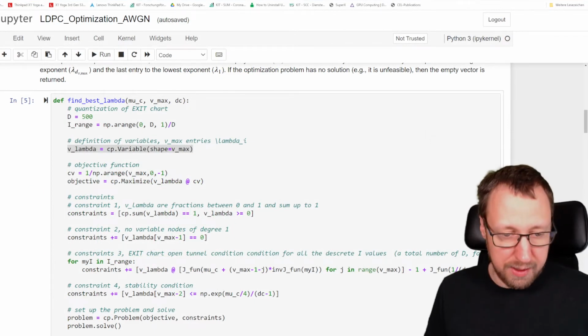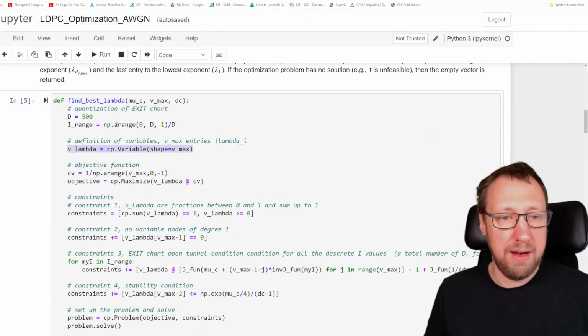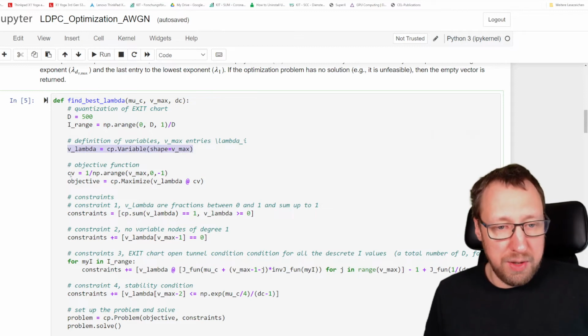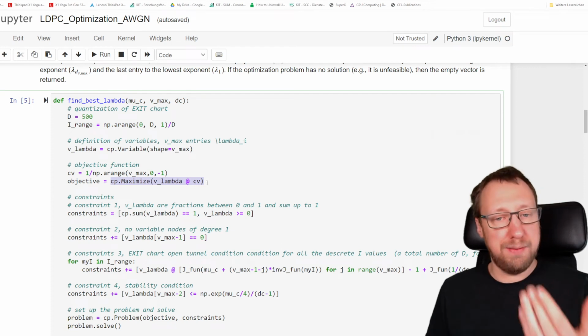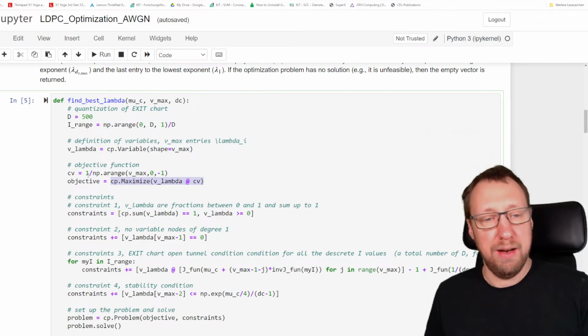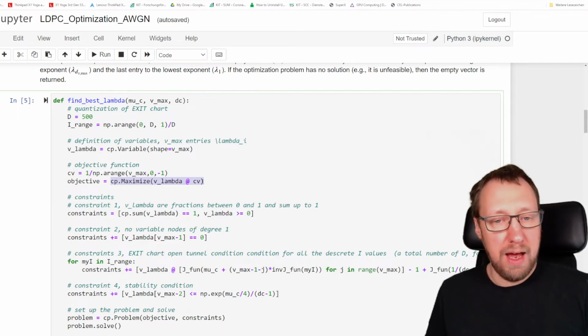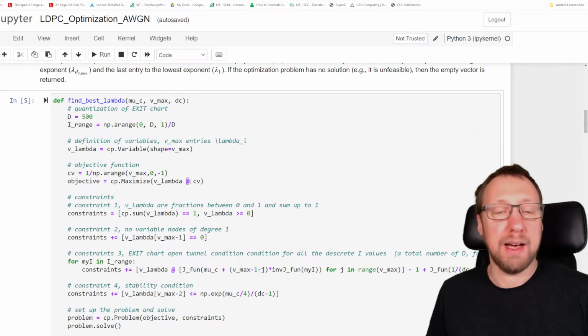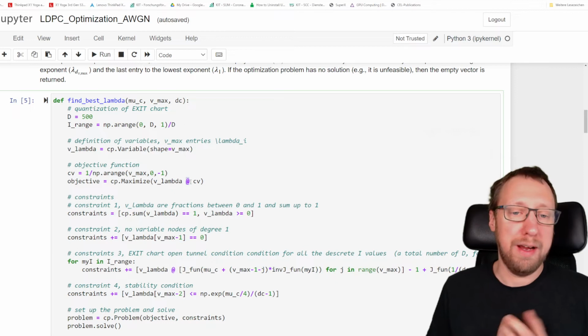So this is what we have here. This is the objective function. We maximize lambda vector transposed times CV, and CV is just 1 over 1, 1 over 2, 1 over 3 in a vector. And this @ operator in Python means vector-vector multiplication, vector-matrix multiplication.